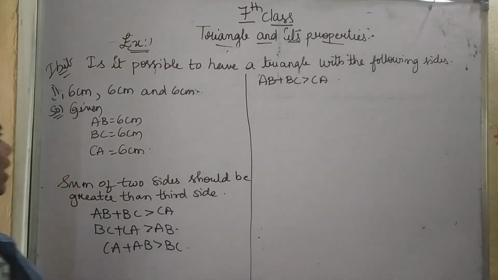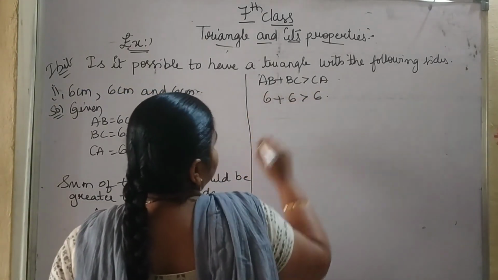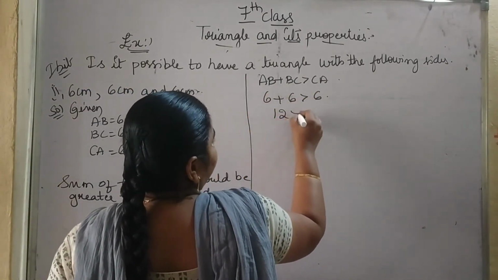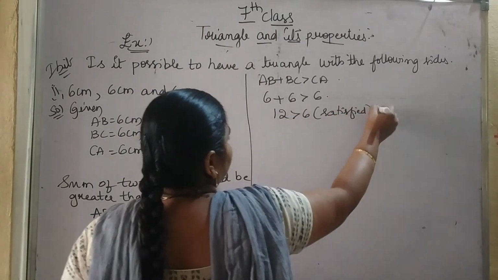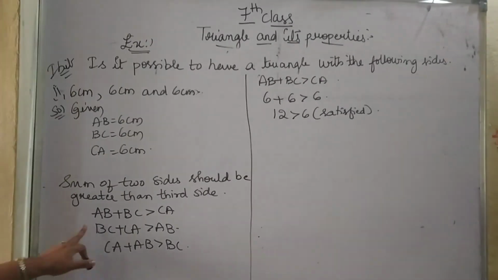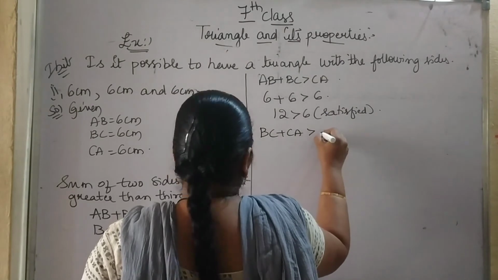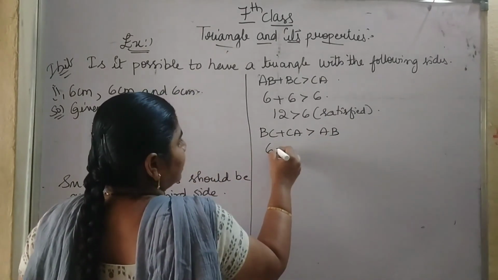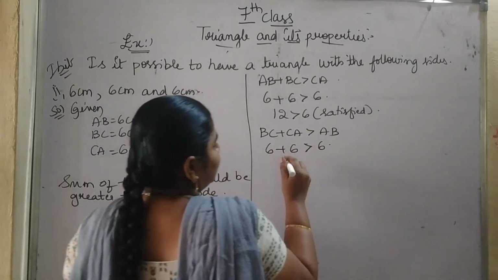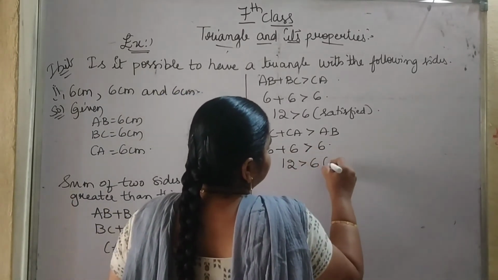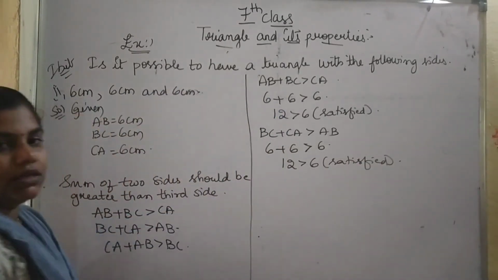So what is the AB value? 6 plus 6 should be greater than 6. 6 plus 6 is 12. 12 is greater than 6. So it is satisfied. Okay, so next condition. What is that? BC plus CA should be greater than AB. So BC is 6, CA is also 6, AB is also 6. 6 plus 6 is 12. 12 is greater than 6. So it is satisfied. So in this case also it is satisfied.